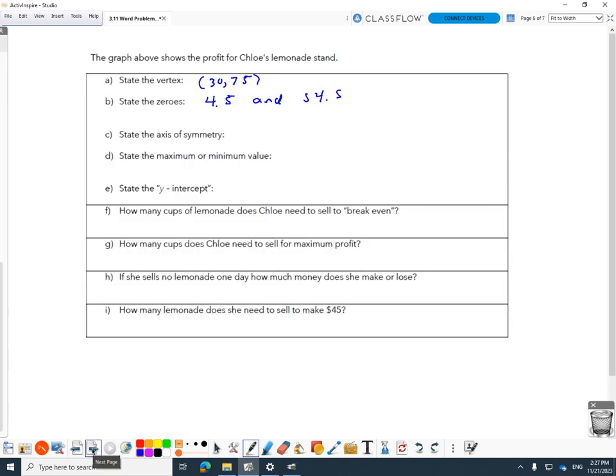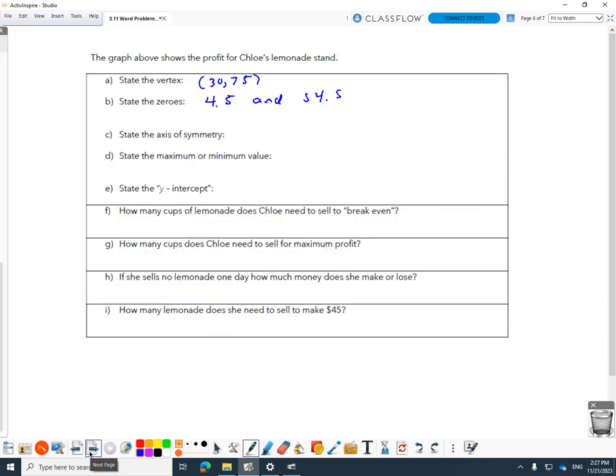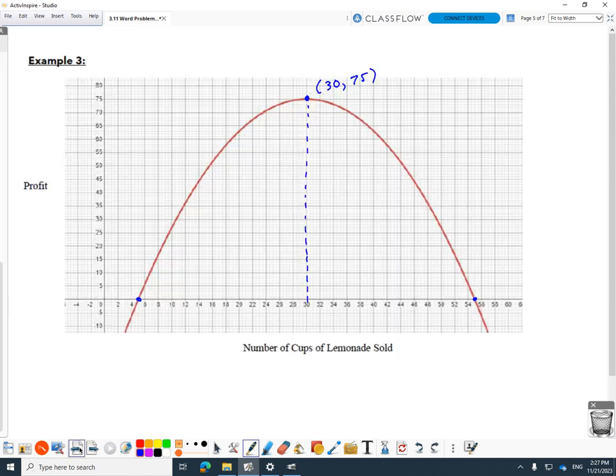State the axis of symmetry. Here's the axis of symmetry. It's a great warm-up question. See, when I was making up this one, I'm like, start doing the review right now, Mr. Todd. Get a little review on this last question. There's the axis of symmetry. It's at x equals 30. Do you agree it's 30? I tried to make it right on the number, yeah.